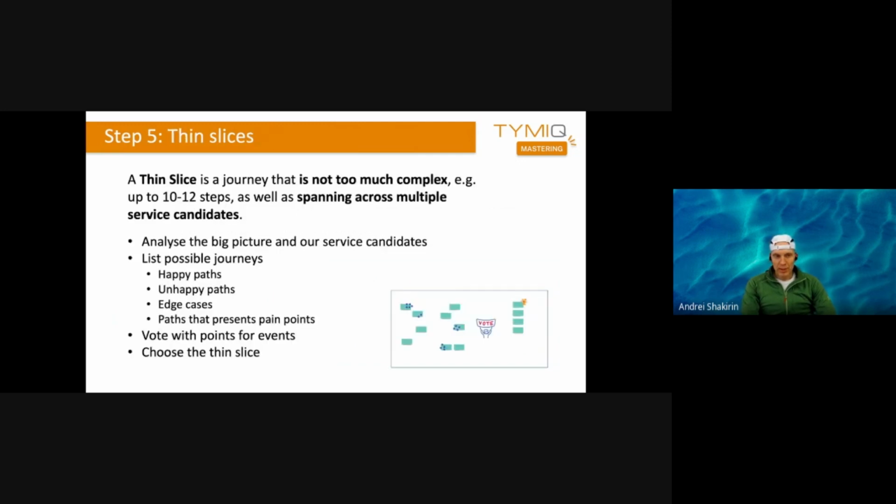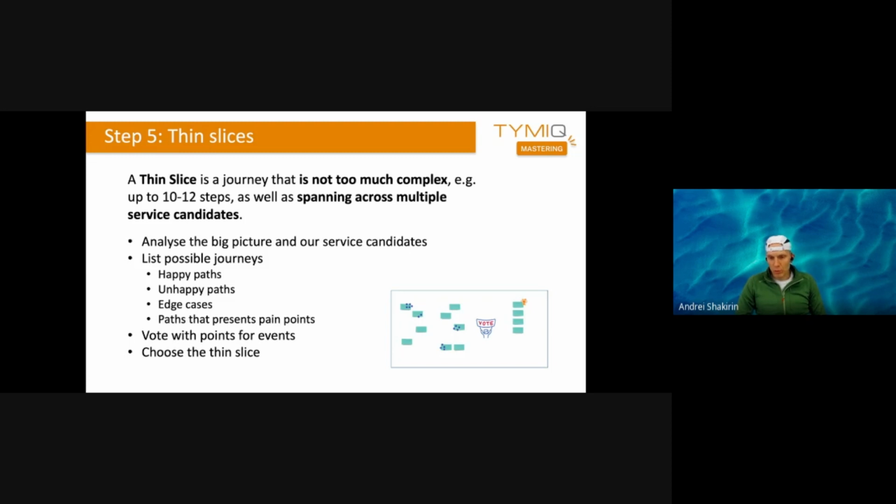In the last step, we identify our theme slice. Before this step, we already have our bounded contexts and service candidates. But it makes no sense to implement the whole system in one iteration. Normally we have an evolutionary architecture and iterative approach. This step helps to identify the minimal product, the MVP, that we start with. So we select a journey that is not very complex and just spans multiple service candidates.